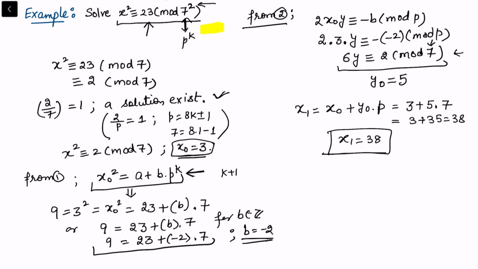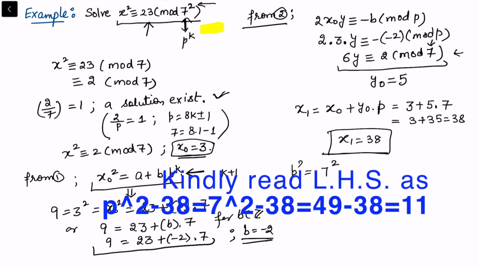So as x1 equal to 38 is one solution, let's find the other solution. For the other solution we have 7 square, that is p to the power 2, the given prime, minus 38. So this value is 49 minus 38. This gives me the value 11. So the other possible solution is 11.